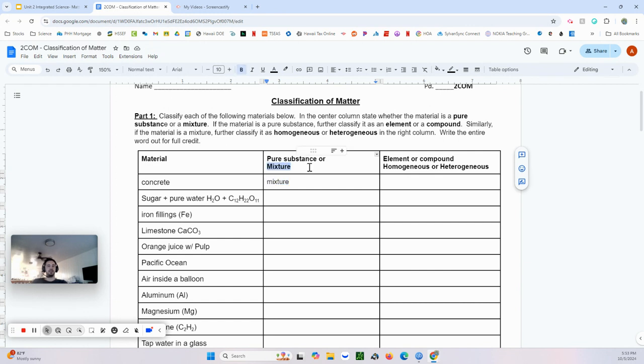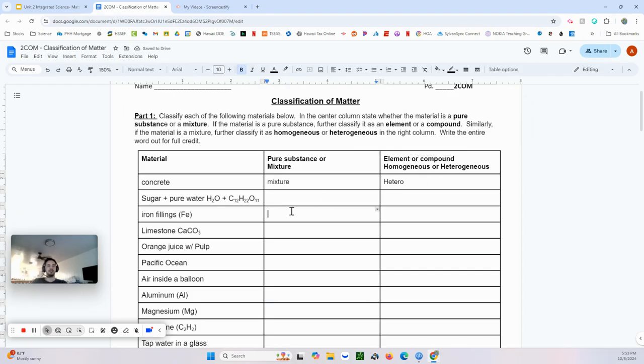And then if it's a mixture, it's either homogeneous or heterogeneous. So concrete, and this one's a tough one. It really depends on the type of concrete, but I would say we could see probably the little pebbles in it. So I would say heterogeneous. And you can just write hetero. So that would be how you do this worksheet. If it's a pure substance, then you're going to pick between whether it's an element or compound. Okay, so mixture would be either homogeneous or heterogeneous. Pure substance would be either element or compound.